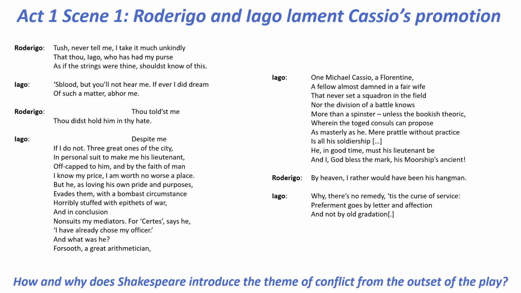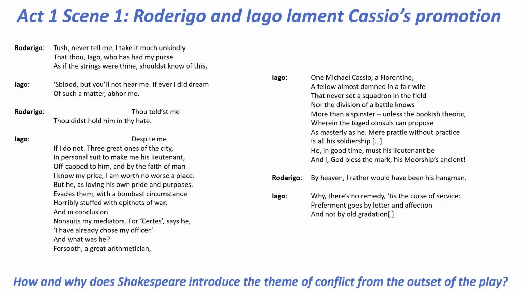So here, Iago is talking about a promotion that's been going recently, and Othello has been able to make the decision of who to promote to the job of lieutenant in the army. And what Iago says is three great ones. So three really important people in the city have gone to Othello and said, "Iago is the best man for the job, you should give it to him." And Iago says, "I know my price, I am worth no worse a place," as in, I'm good enough to do this job.